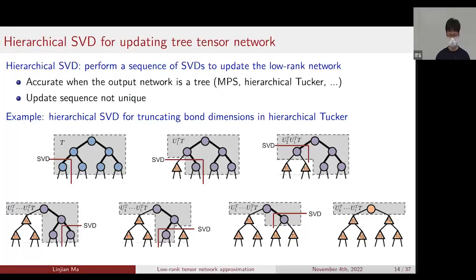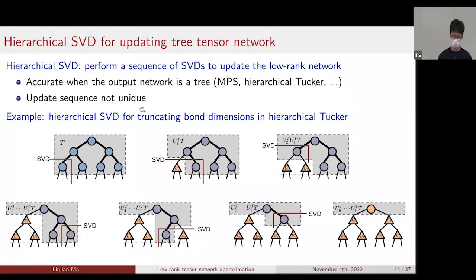First, let's take a look at hierarchical SVD. This scheme performs a sequence of SVDs to update the low rank network. And you may see different names for different configurations. For example, for the MPS or tensor train, it is sometimes called TT-SVD. And for the Tucker decomposition, it's called higher order SVD. This kind of algorithm will be pretty accurate when the output network has a tree structure. Actually, the accuracy comes from the fact that it also has theoretical bounds for the error.